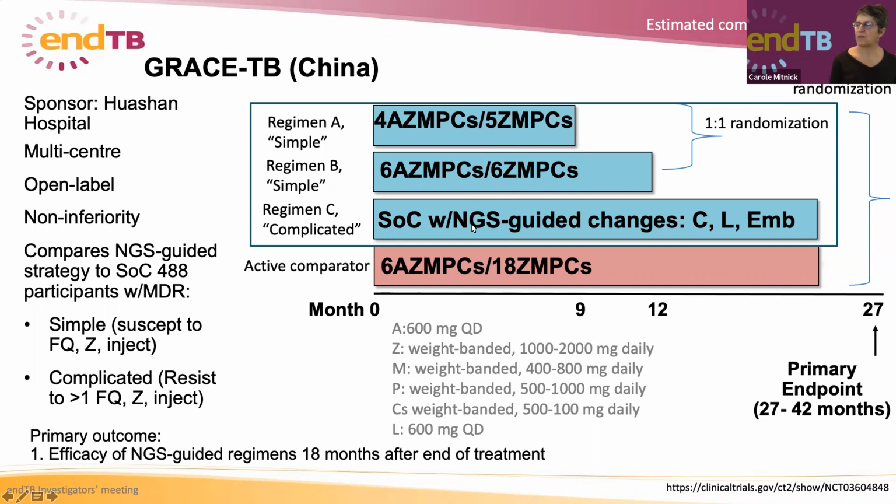And then for the so-called complicated MDR, they get changes that include either adding clofazimine, linezolid, or ethambutol, and the details of how that decision is made are not included in the clinicaltrials.gov record. And the primary outcome will be assessed at 18 months after the end of treatment, which we infer to mean 27 months after initiation of the 9-month treatment, and 42 months after initiation of the comparator.